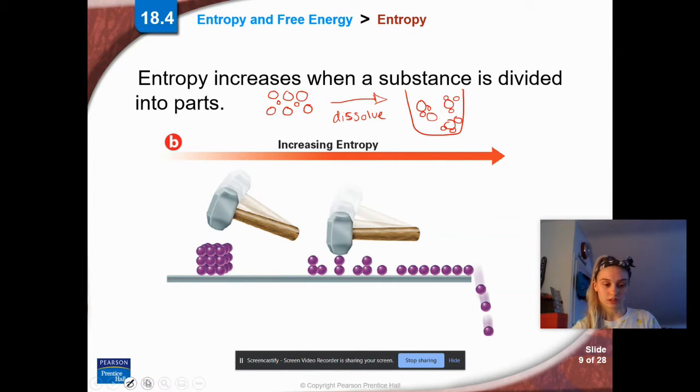So hopefully my picture is making sense. I'm going to change the color of one of these things. So this is the water. I'm so cliche, I'm making it blue. So these are the water molecules pulling apart the salt.